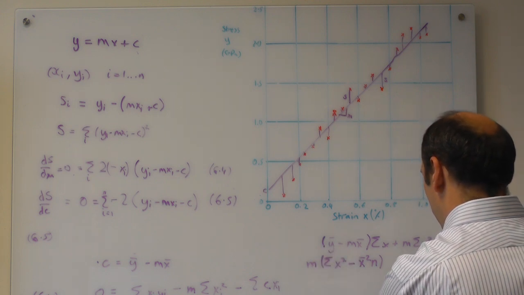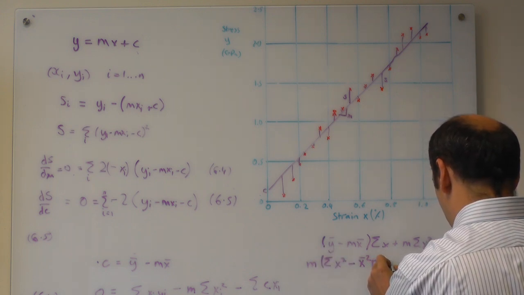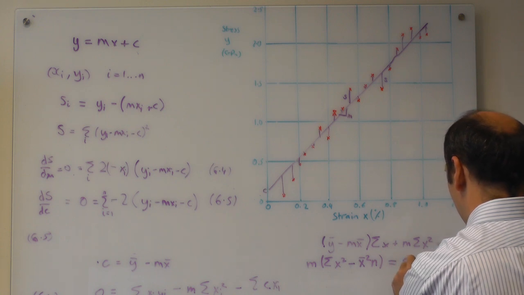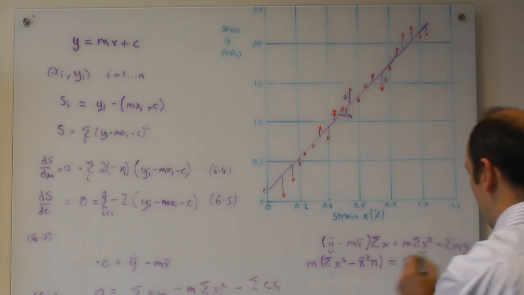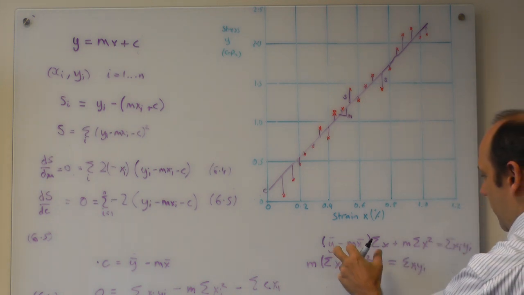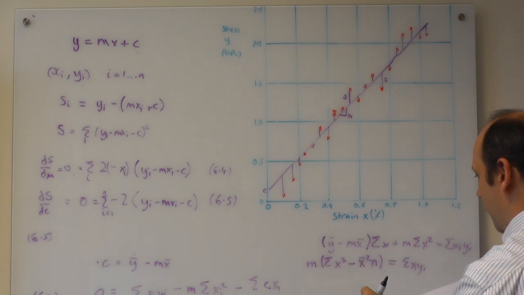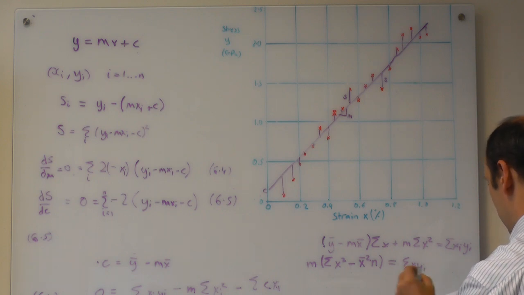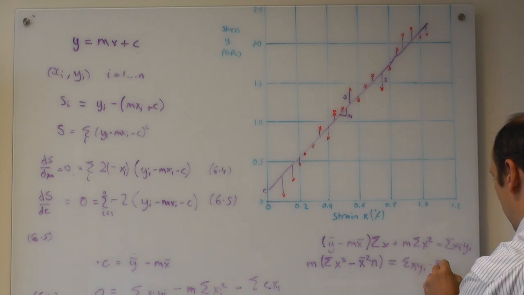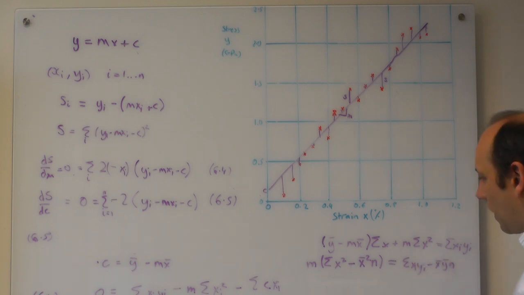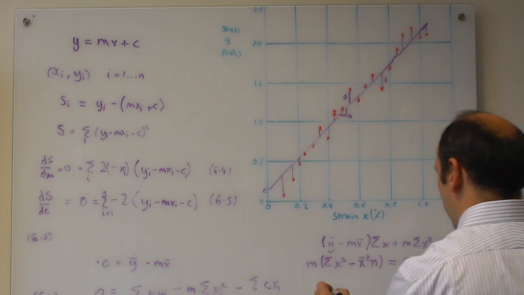And I'm going to bring that over the other side. So I've got my sum of xy here, and then I've got to bring my sum of x times y bar, which is x bar n times y bar, over, so that's minus x bar y bar times n. Okay, so to find m, I just have to bring that down.